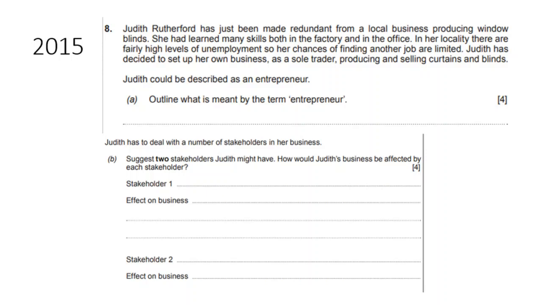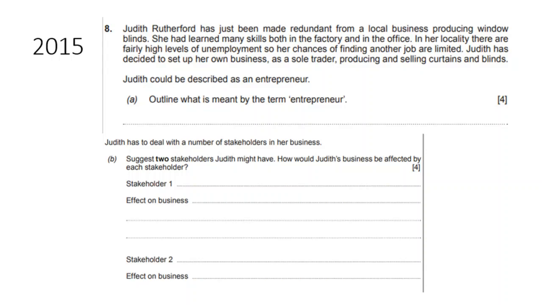Producing blinds, she's been made redundant. She's got many skills, both in the factory and in the office, and in her locality there are fairly high levels of unemployment, so the chances of finding another job are limited. Judith decides to set up her own business as a sole trader, selling curtains and blinds. So what I'd like you to do is ignore the entrepreneur one, because I think we did that last time. I would like you to have a go at question B, which is that Judith had to deal with a number of stakeholders. Pause the video here and have a go at answering that question.